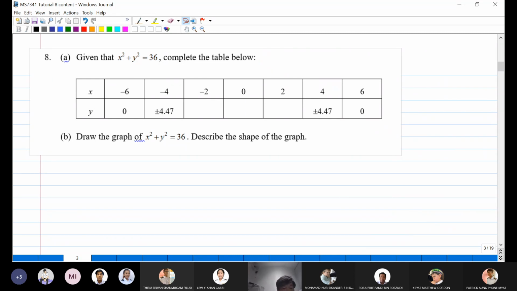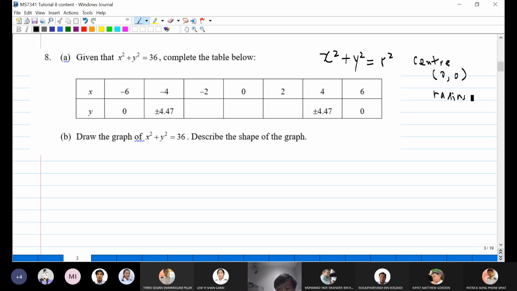Given that x squared plus y squared equals 36, remember this is the equation of a circle. The equation of a circle is x squared plus y squared equal to r squared, where the center is always at 0, 0, and the radius is r.